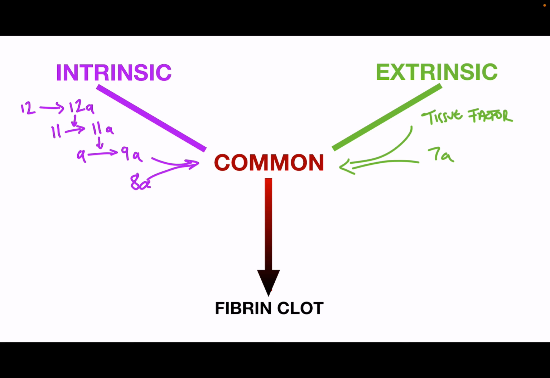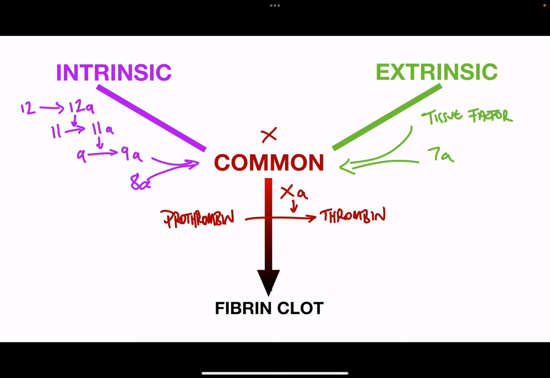And what is the common pathway? Well, it really starts with factor 10, funnily enough also known as Stewart factor, so we could call him Stewart from now on. So Stewart becomes activated Stewart, or factor 10A, through the activity of tissue factor in 7A and 9A and 8A. Factor 10A then turns prothrombin into thrombin.